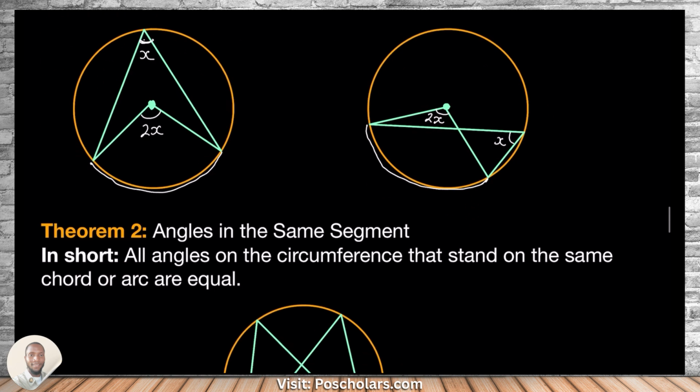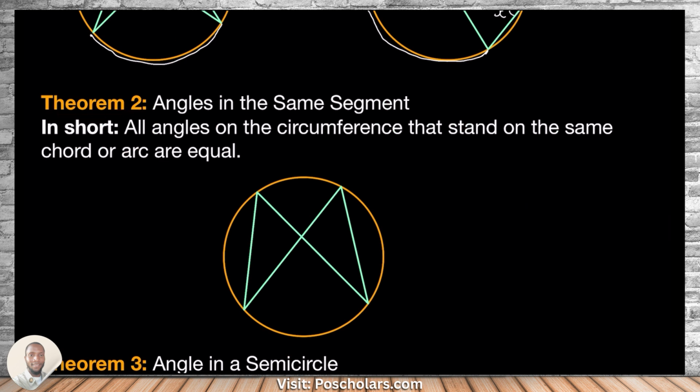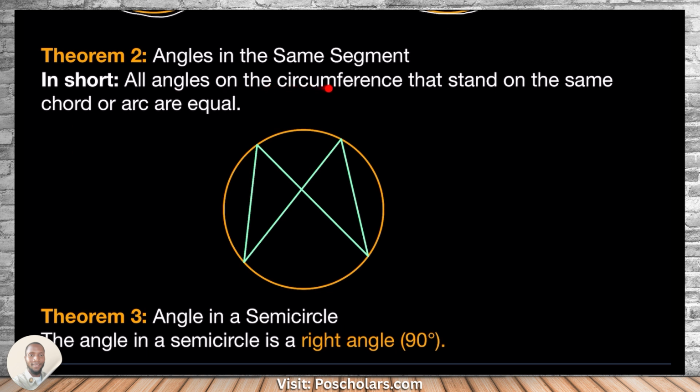So move on to theorem 2. Theorem 2 says angles in the same segment, that is, all angles on the circumference that stand on the same chord or arc are equal. What does that mean? First of all, angles in the same segment are equal. This angle x is equal to this angle, which is what? x. Now how do I know? Very easy. Look for the arc associated with these two angles or the chord. Now this is the chord, right?